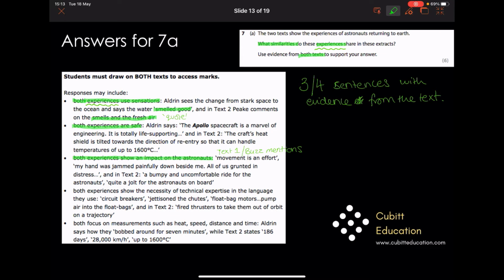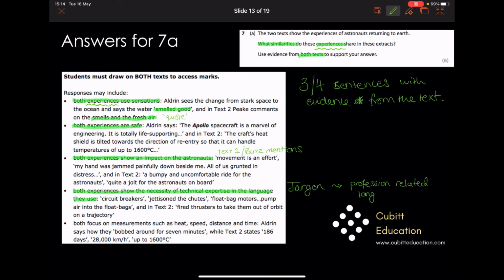And then the fourth example says, both experiences show the necessity of technical expertise in the language they use. Okay, so both texts have used certain language that you would only use. This is probably called jargon because it's language used by the astronauts specifically, and we call that jargon. Yeah, so profession related language.